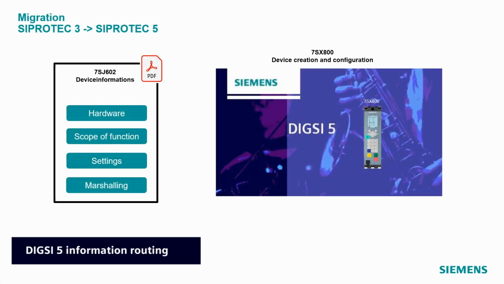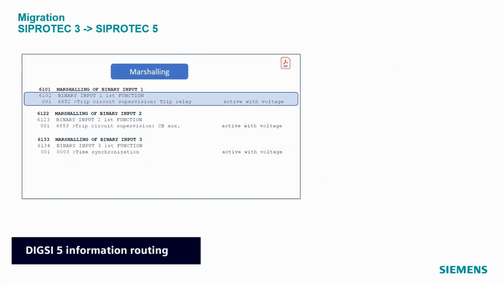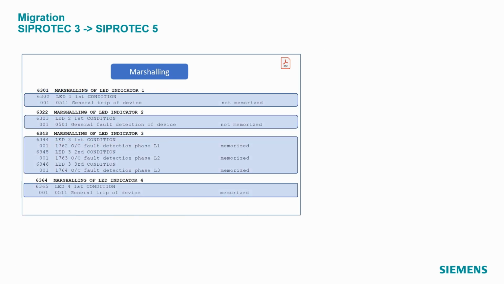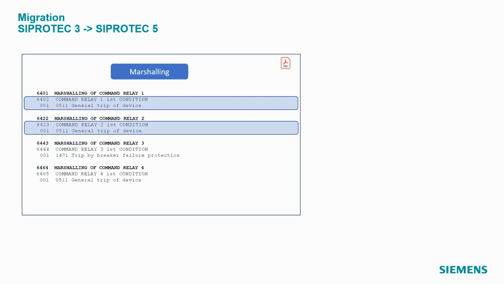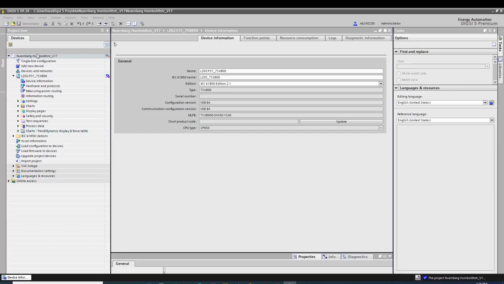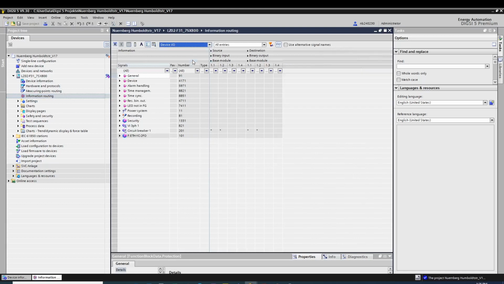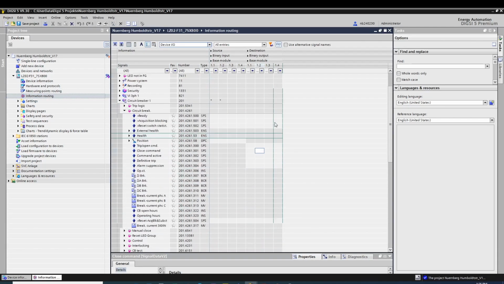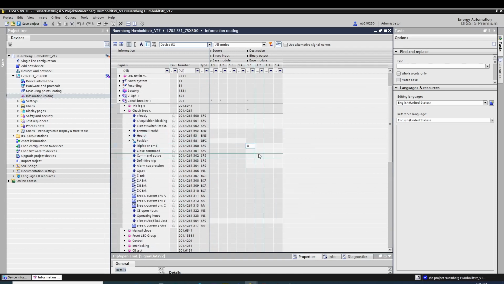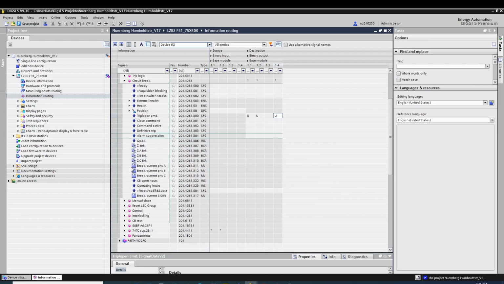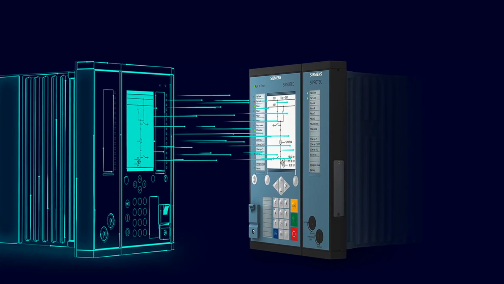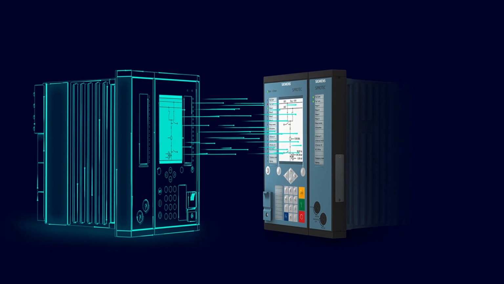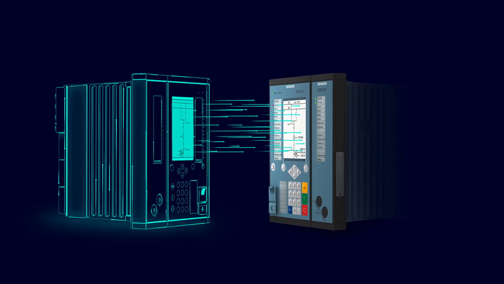Then assign the binary inputs, the relay outputs and the LEDs with the DIGSI 5 marshalling matrix. Finally, load the configuration from the DIGSI 5 project into the new 7SX800. You can now start with the testing and commissioning work. Test support is provided by our new software SIPROTEC tools and SIPROTEC Digital Twin.